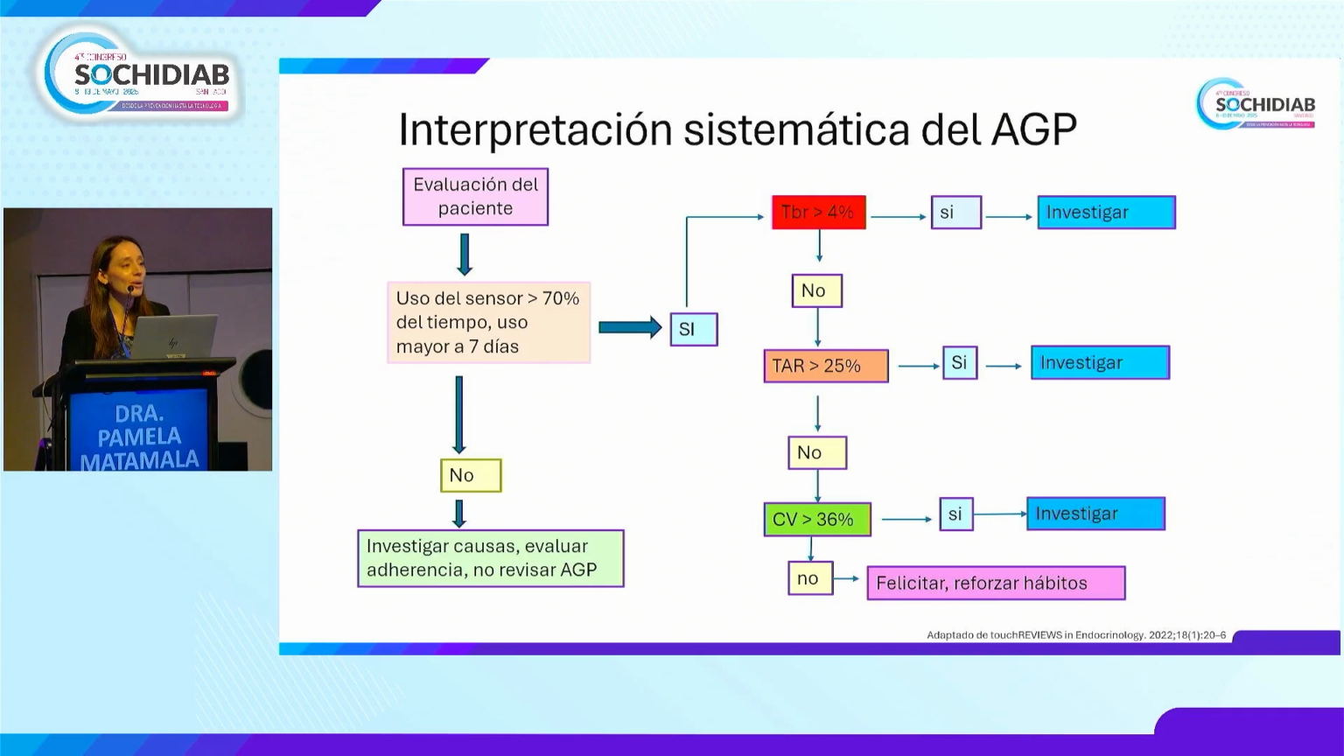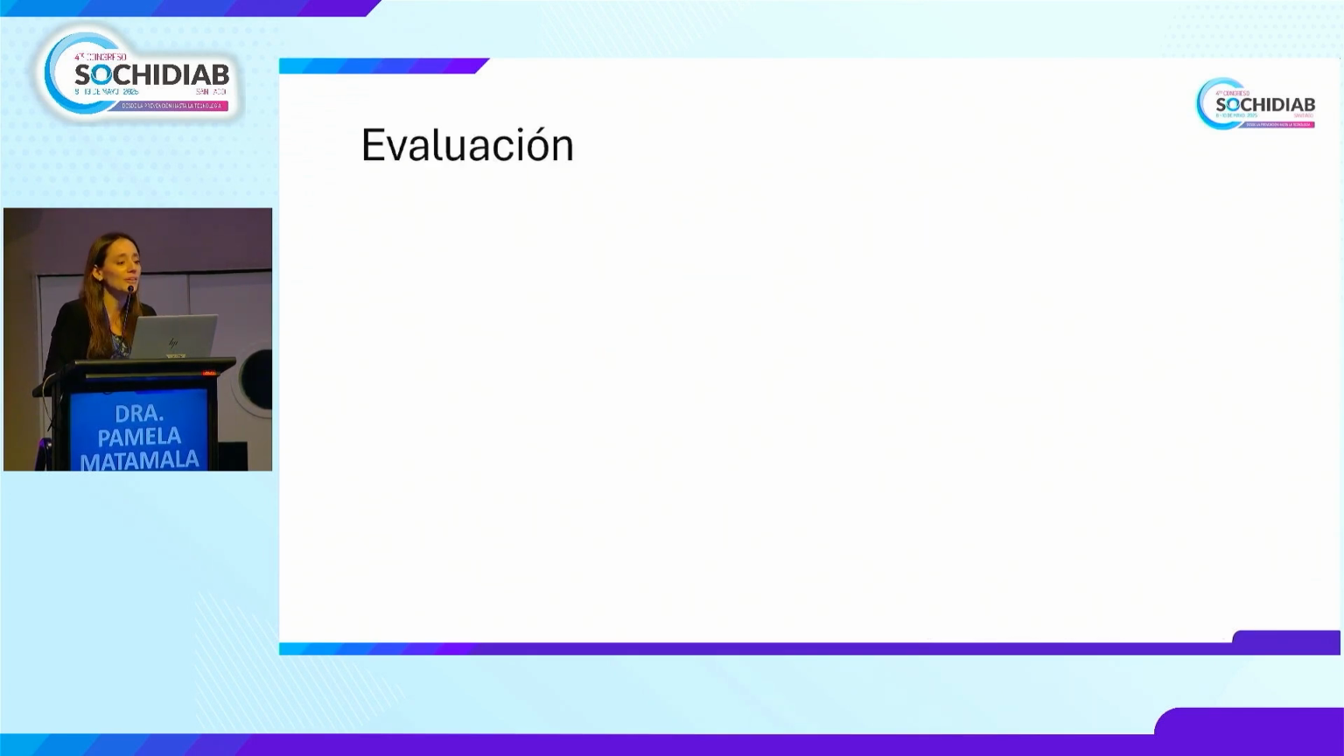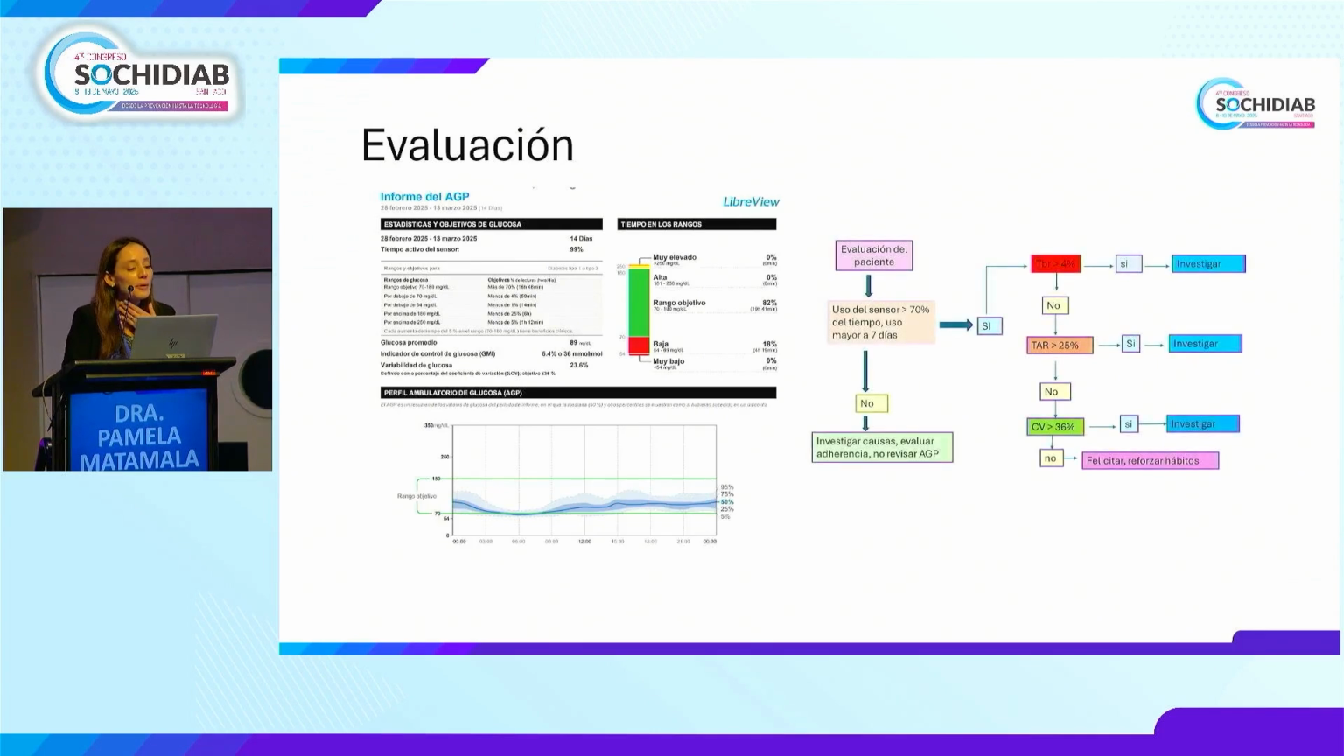If the patient complies with these two premises, we can assess the most important thing. First, the presence of hypoglycemia, time below range of over 4%, which has to be investigated. If this is not so, we go to time in range. If this is over 25%, that is our second point to assess. And if this is not complied with, we go to glycemic variability represented by the coefficient of variation. If it is over 36%, here is where we have to assess. If everything's perfect, let's congratulate, let's reinforce habits. Everything is going okay. Therefore, we must now assess this first patient.